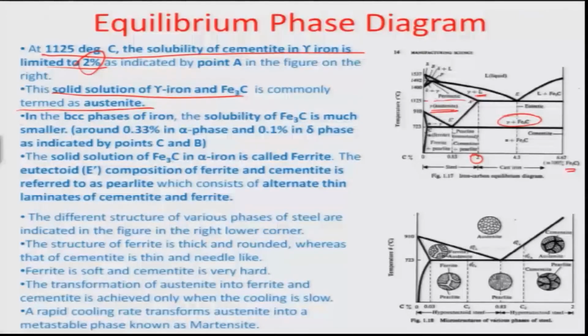In the BCC phase of iron, the solubility of Fe3C is much smaller, around 0.33%, as you can see here. This is the BCC phase of the iron, so we call it ferrite. And the moment the percentage increases to anywhere more than 0.33% carbon, again the perlite starts coming out. As you can see, this particular zone is ferrite and perlite, and if it goes beyond a certain point, 0.83, it again starts formulating cementite and perlite rather than ferrite and perlite.